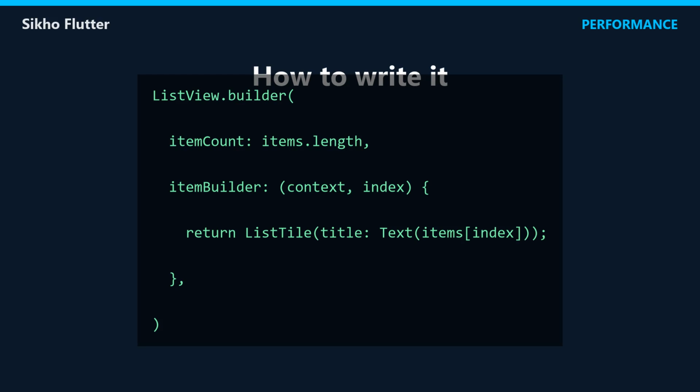Item count, which is how many items you have. And item builder, a function that returns the widget for a given index. Flutter calls this function only for the items it needs. Look at the code on screen.